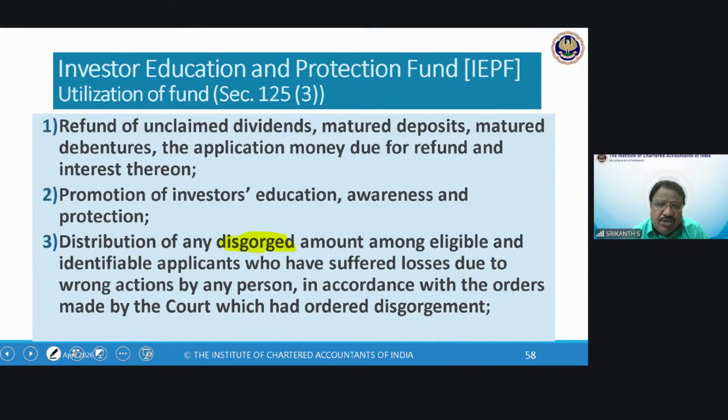Distribution of any disgorged amount among eligible and identifiable applicants who have suffered losses due to wrong actions by any person, in accordance with the orders made by the court which had ordered disgorgement. Remember what I told you? Disgorge means to bring out. The money was swallowed, it has to be brought out, and then it will be used for compensating those who have suffered losses. Okay. The one well-known is, of course, Ramalinga Raju's case.